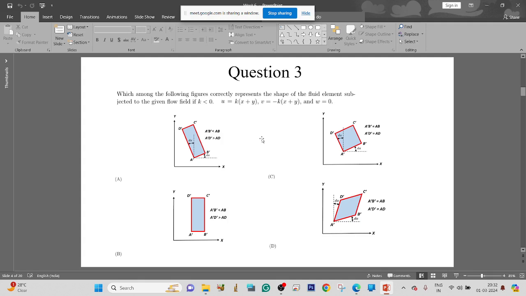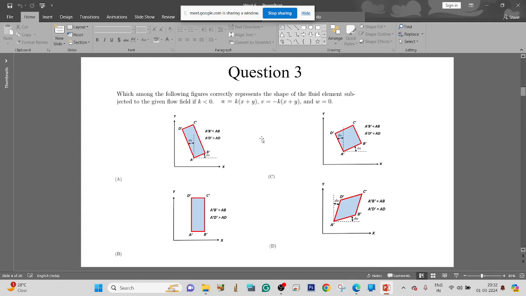Among option A or B, according to linear strain, hmm. But there will be an angle also, that we need to consider. That means alpha dot, beta dot. What do you get in that? What will be alpha dot? Tell me.